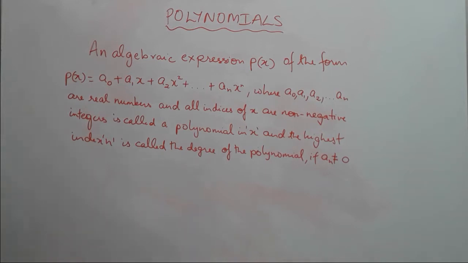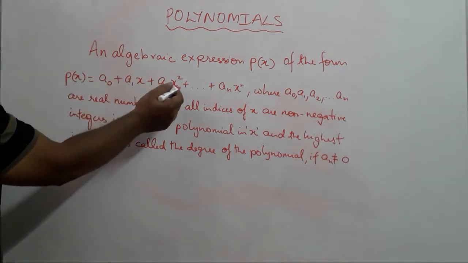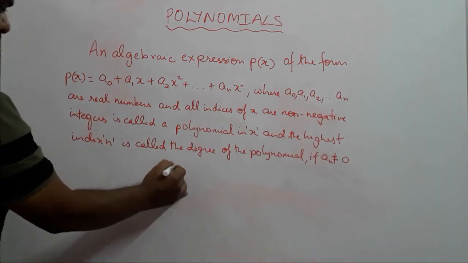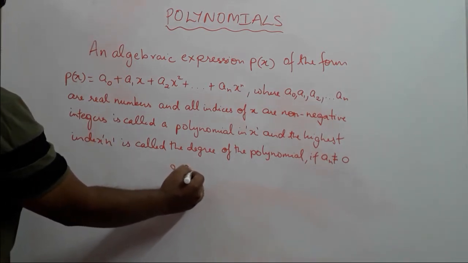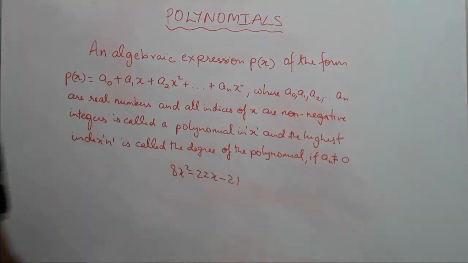So usually you will find polynomials in a particular expression. You could have different types of polynomials which we'll learn later on, but polynomials are usually in this form: a0, a1x, a2x squared. Okay, these are polynomials. One example of a polynomial that I can tell you is something like this: 8x squared minus 22x minus 21. So this is a type of polynomial.